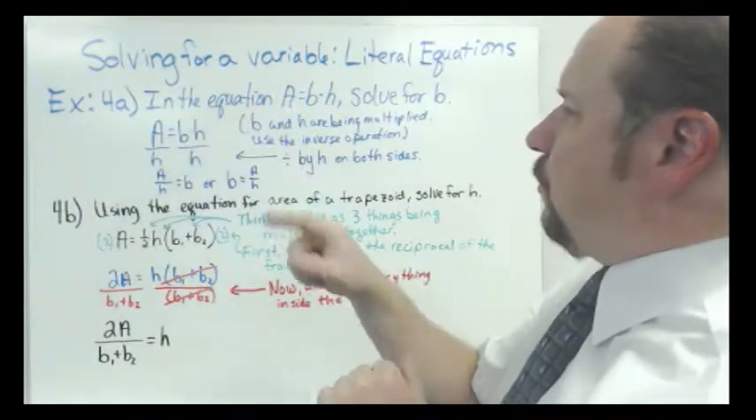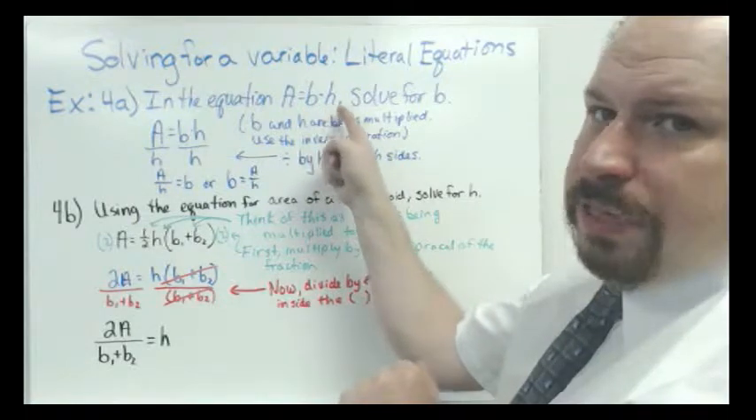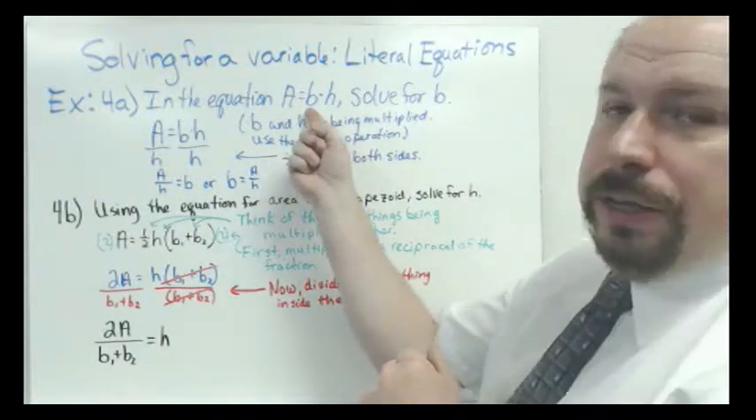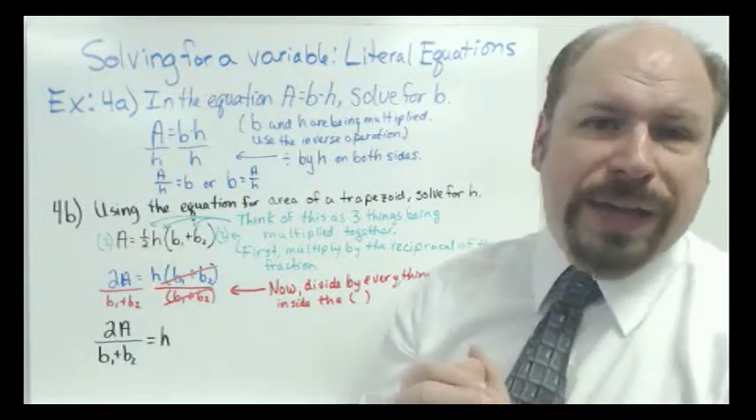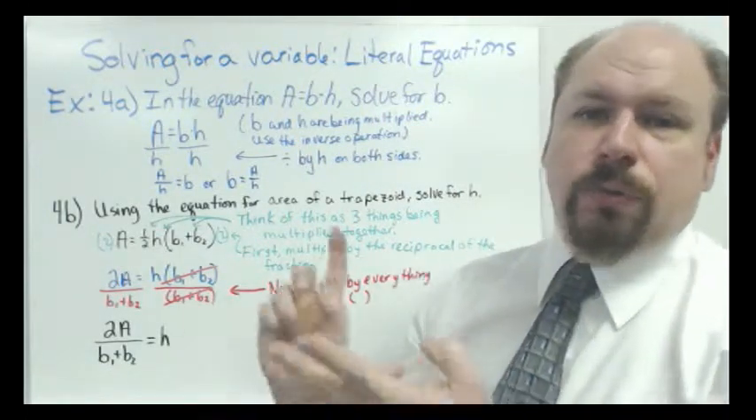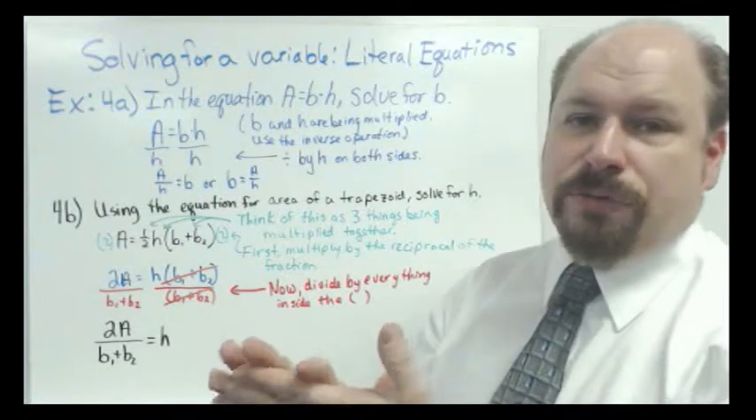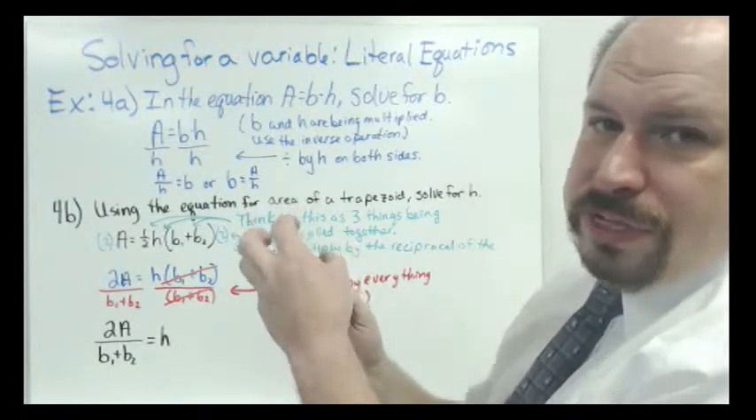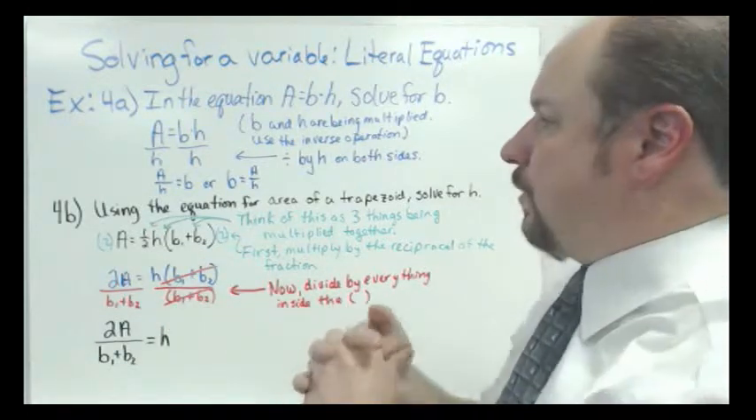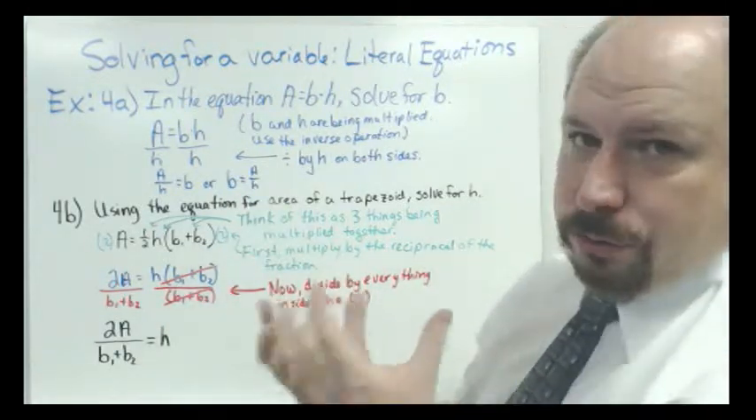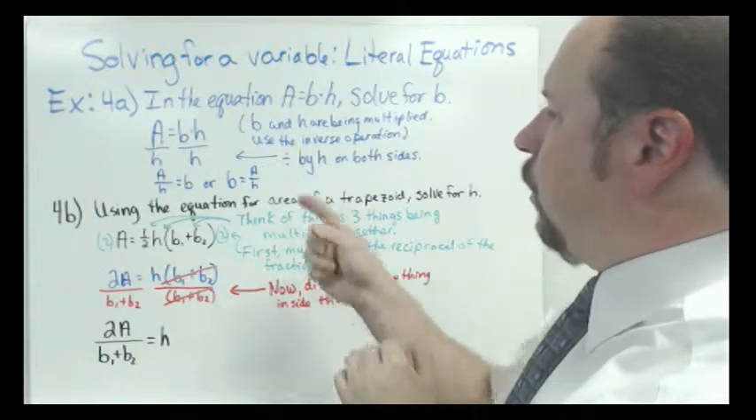So in the equation A equals B times H, this is area equals base times height, we're going to solve for B. So if we had a problem where we knew the area and we knew the height, if we solve for B, we can just plug those numbers in for the area and the height, and that would give us our answer for the base. Okay, so that's kind of the reason why we would want to do this.